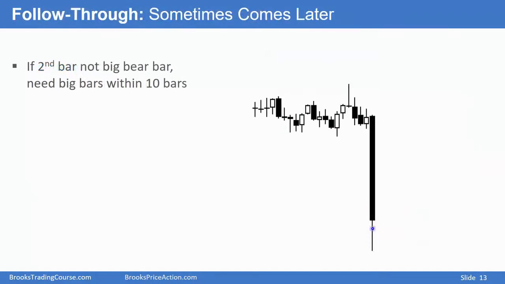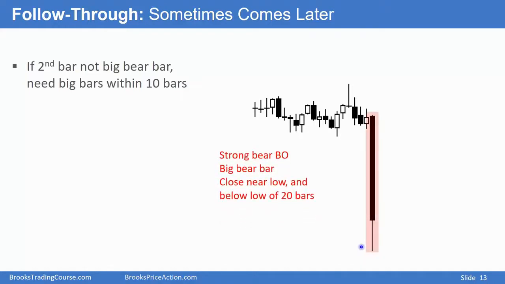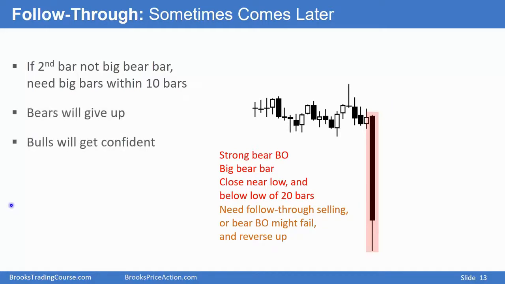Again, tight trading range, very big bear breakout, fairly prominent tail, but a close below the low of the prior bar, close below the low of the past 10 or 20 bars. Traders need follow-through. It's possible that this is simply a trap that will reverse immediately up. Big bear breakouts need follow-through.